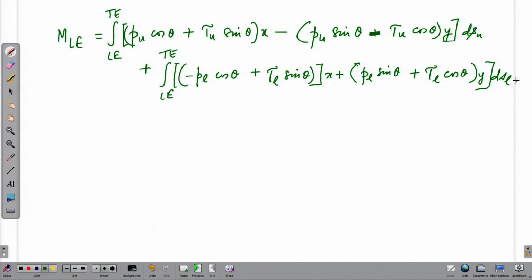As long as you know the values or the distributions of p u, tau u, p l, tau l, x, y, theta, these values are available to you either from theory or from experiment, you can integrate these expressions and therefore, you can obtain the forces and the moments.